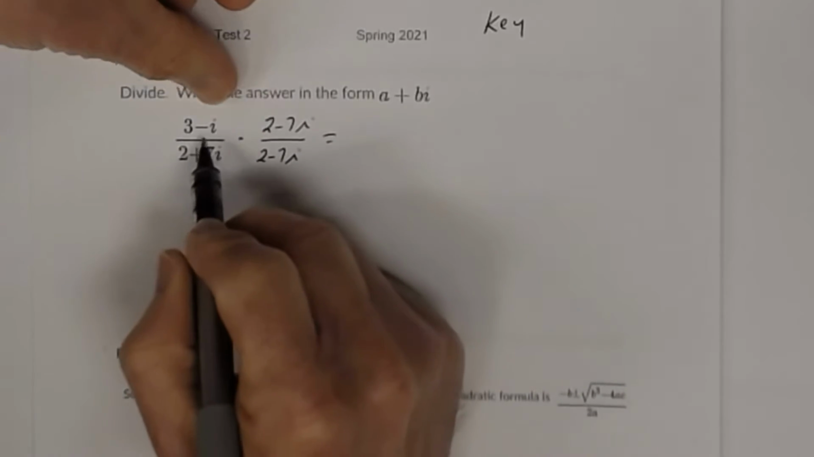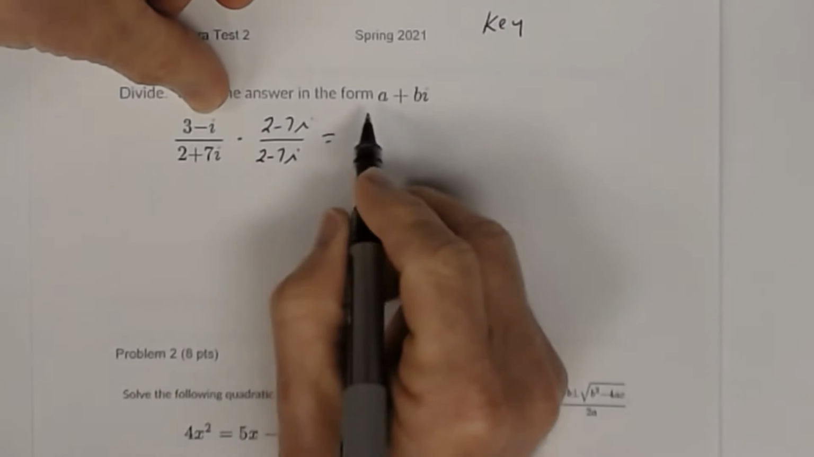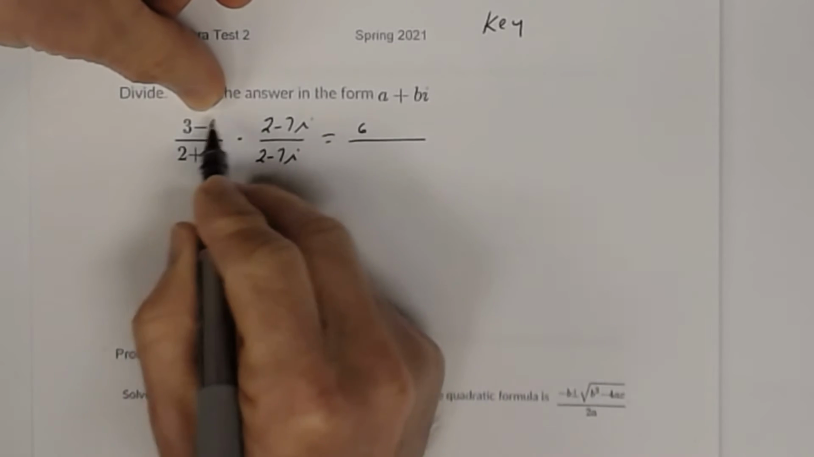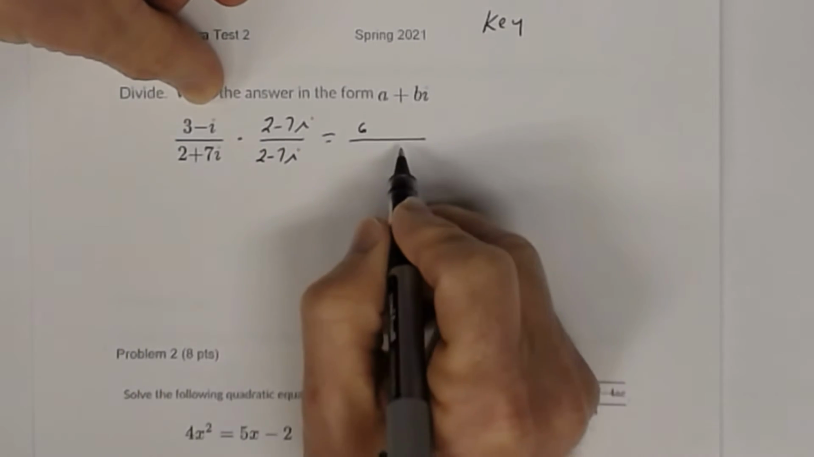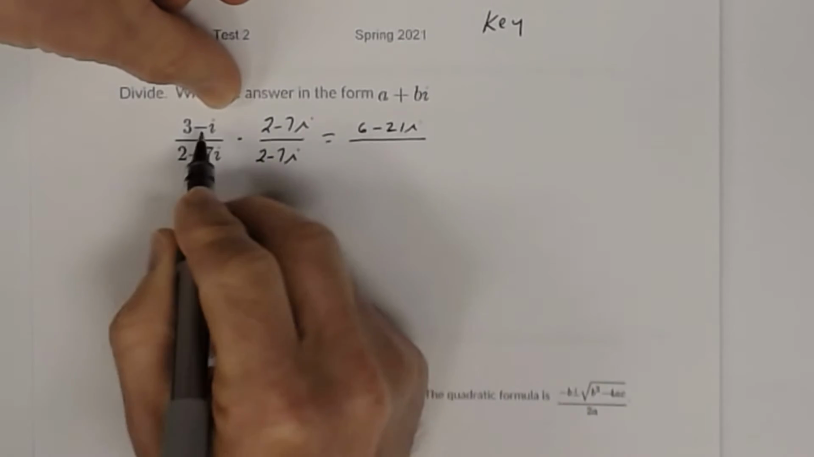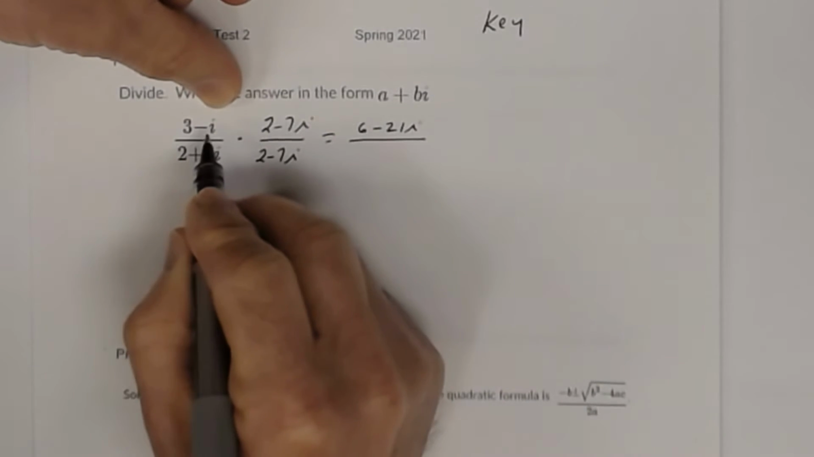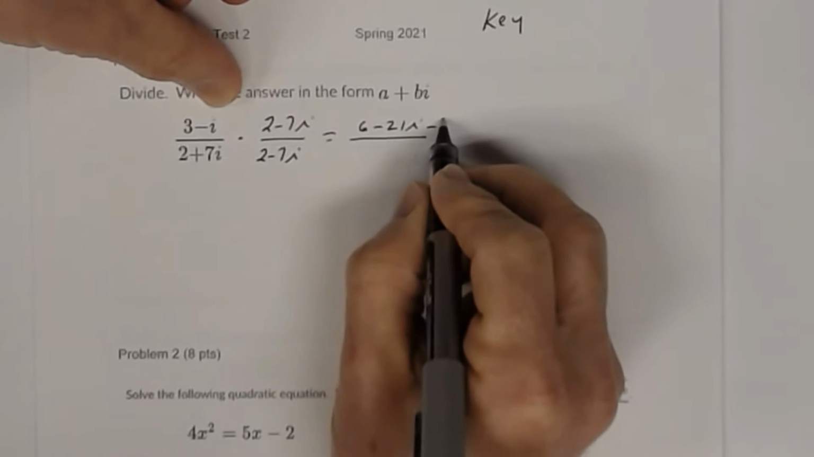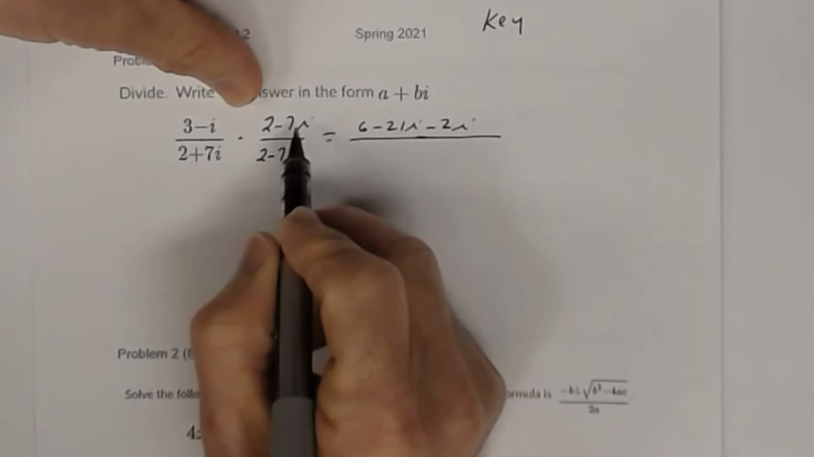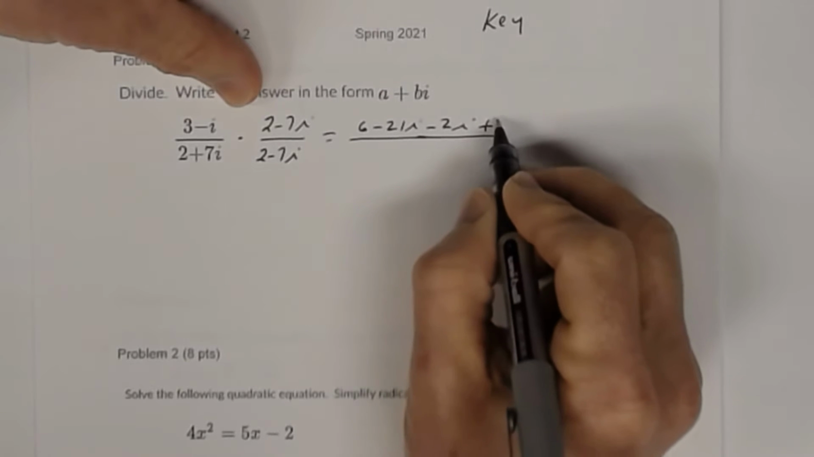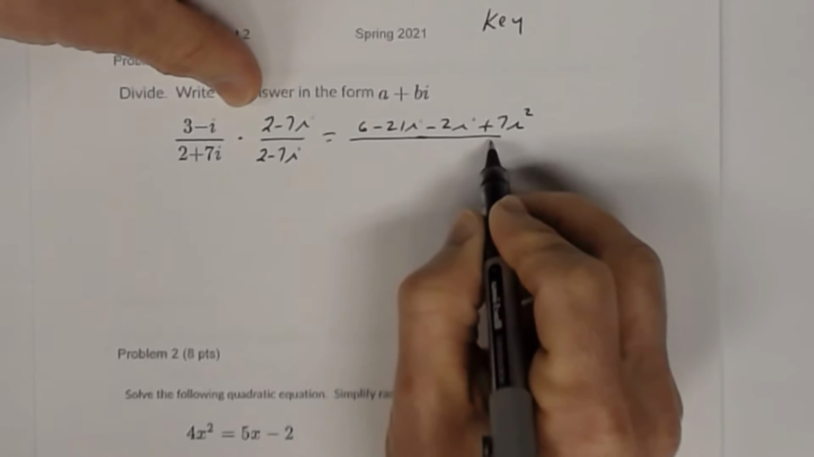And so if I FOIL the numerators, I get 3 times 2 is 6. And then the outer, 3 times a negative 7i is a negative 21i. The inner, negative i times 2 is a negative 2i. And the last, a negative i times a negative 7i is a positive 7i squared.